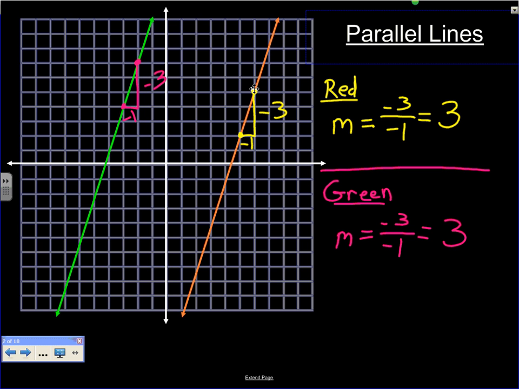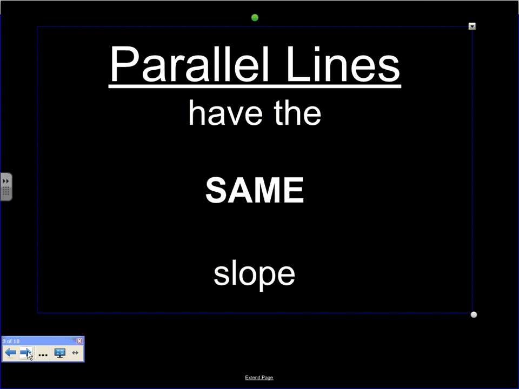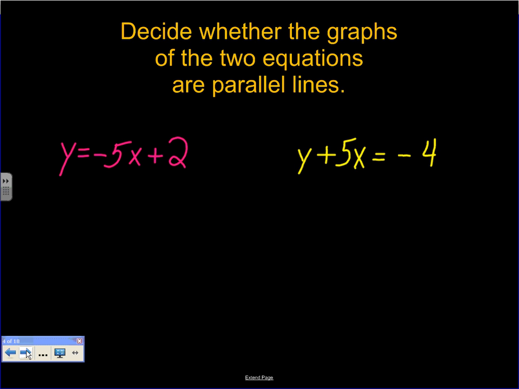So if we look at the slopes of parallel lines, they're going to have the same slope. Parallel lines have the same slope. If we're given two equations like this, we're supposed to decide whether the graphs of those two equations are going to be parallel. So looking at this first equation on the left, m is the number in front of x, so that's -5. We don't need to worry about the y-intercept in this case because parallel lines only have to have the same slope. They don't need to have the same y-intercept.